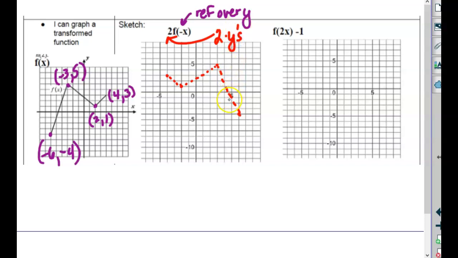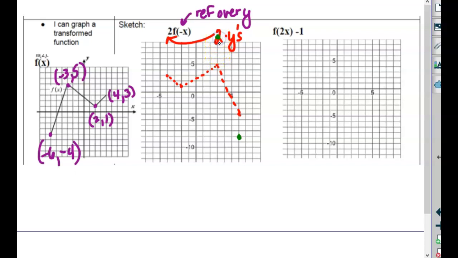That's a vertical stretch, right? So it's 2 times the y's. Yeah, I don't even know if we have room for that, do we? 2 times the y's. So this was down at -4. It's instead going to go down to -8. The x isn't changing, remember. This one was up at 5, so when you double it, it's going to go up to 10.